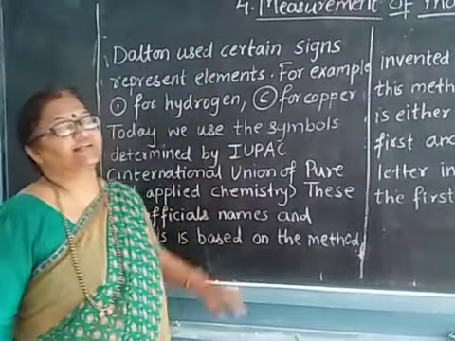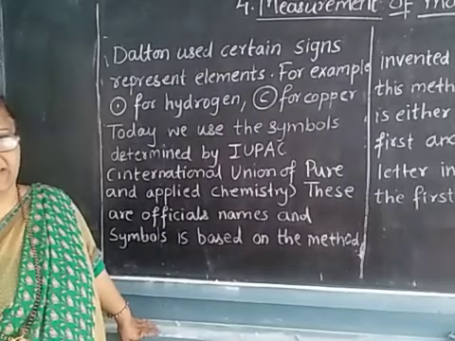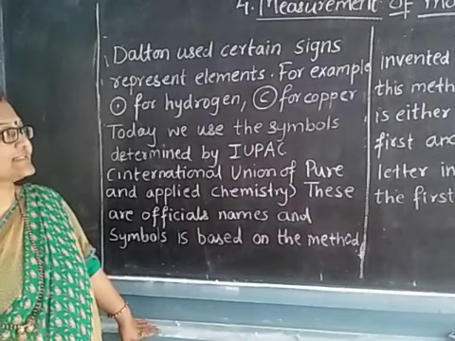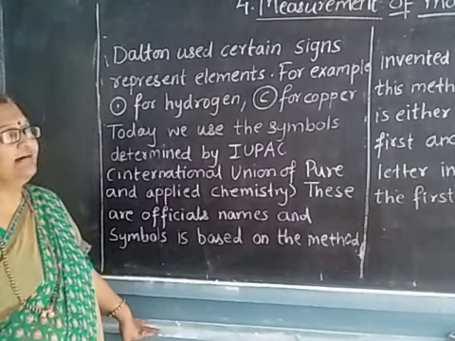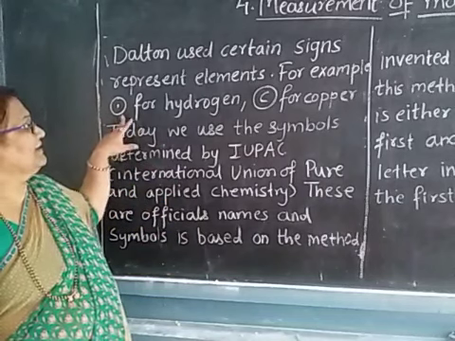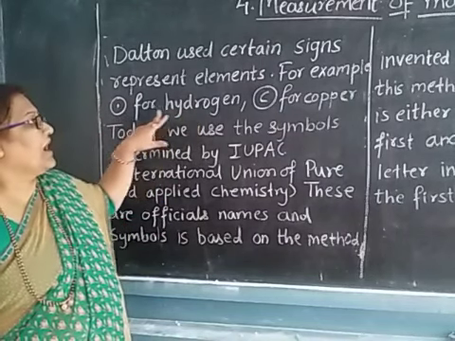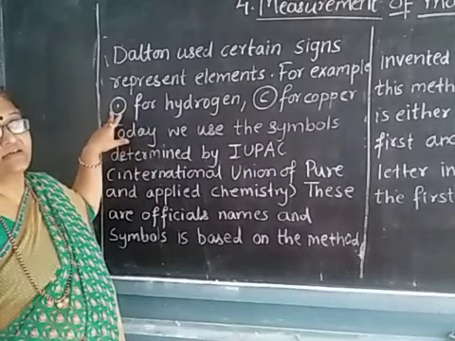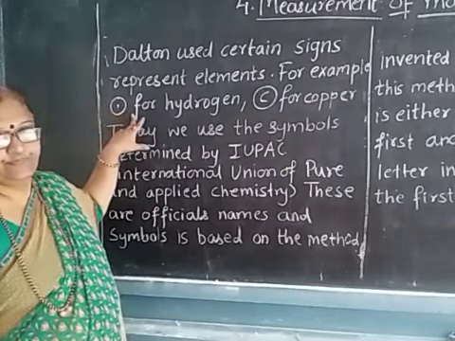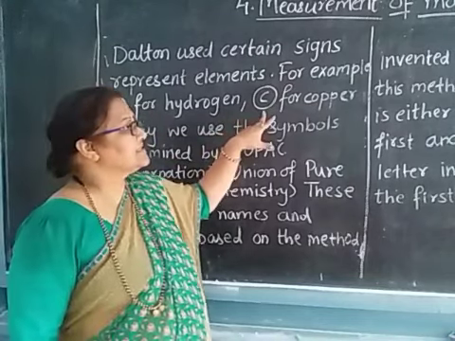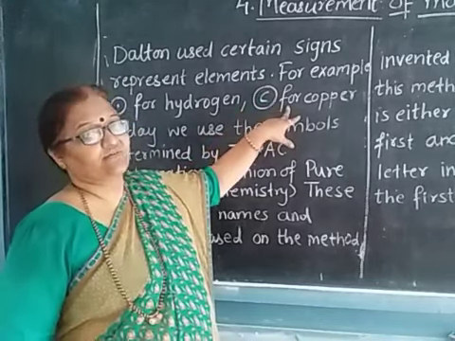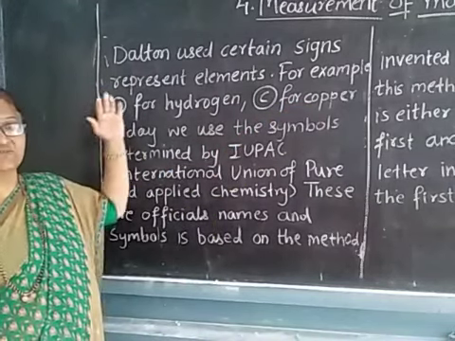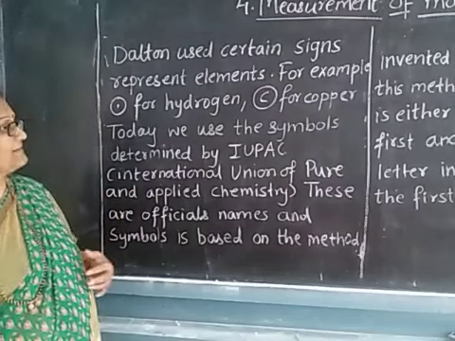Dalton used certain signs to represent the elements. So what did Dalton do? He used certain signs for representing the elements. For example, see here, hydrogen. Hydrogen was represented in the ancient days as a circle with a point in it. Second, a circle with C in it was the symbol for copper. So these were the symbols which were used by Dalton.